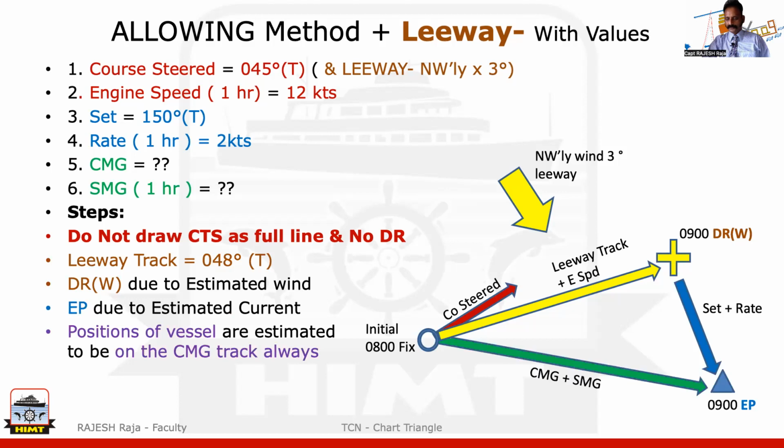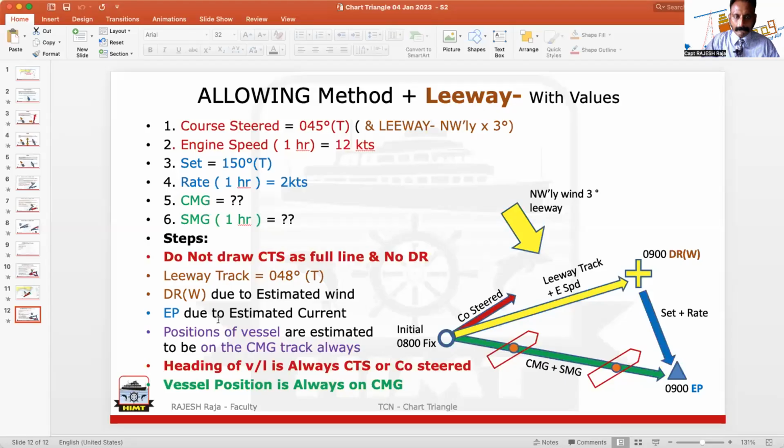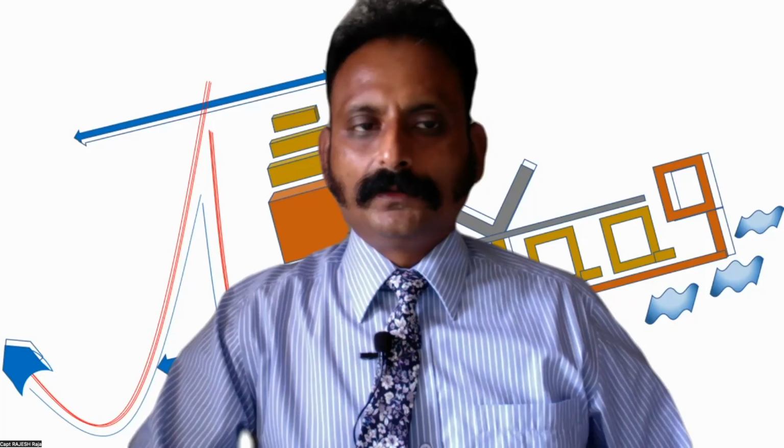Please join these two to get the CMG and you will see the vessel's position will be along this track, but the vessel's heading will be as per your CTS only, 045, it cannot change. And please remember, the vessel's position is always found on the CMG track. It's never found on any other track as far as wind and current are concerned. So this was how you use wind also in a chart work triangle problem.